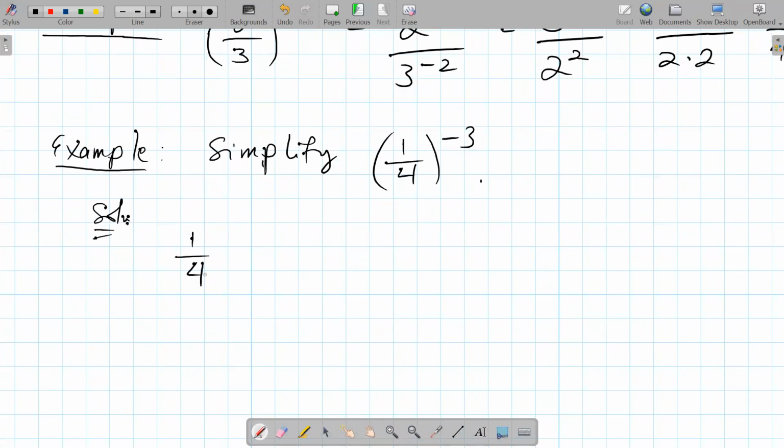One over 4 raised to -3. This is the same as 1 to -3 over 4 to -3. Now what I'm going to do here is swap the positions of these two items. And once I swap their positions, the negative exponents will change to positive exponents. So look at it carefully.